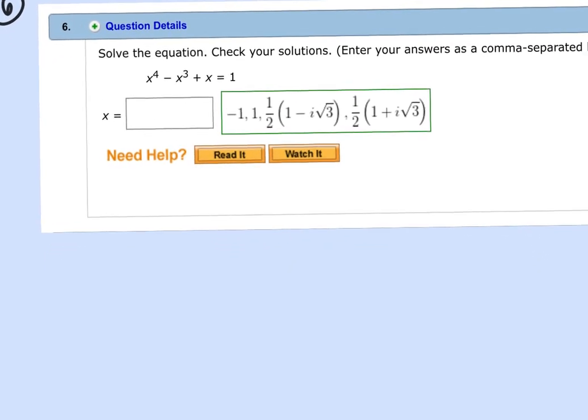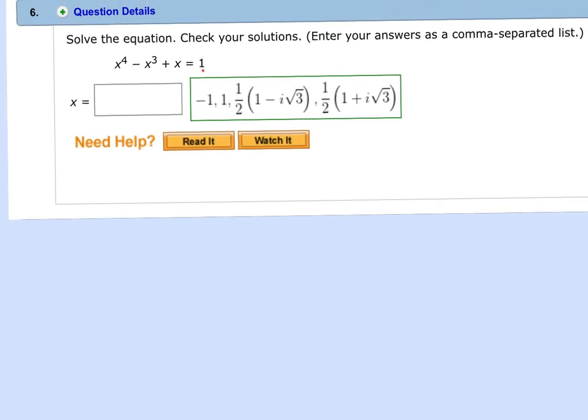So this is, it said x to the 4th minus x to the 3rd plus x equals 1. If I move the 1 to the other side, I get x to the 4th minus x to the 3rd plus x minus 1 equals 0. And there are 4 terms. So what do you do when there's 4 terms?